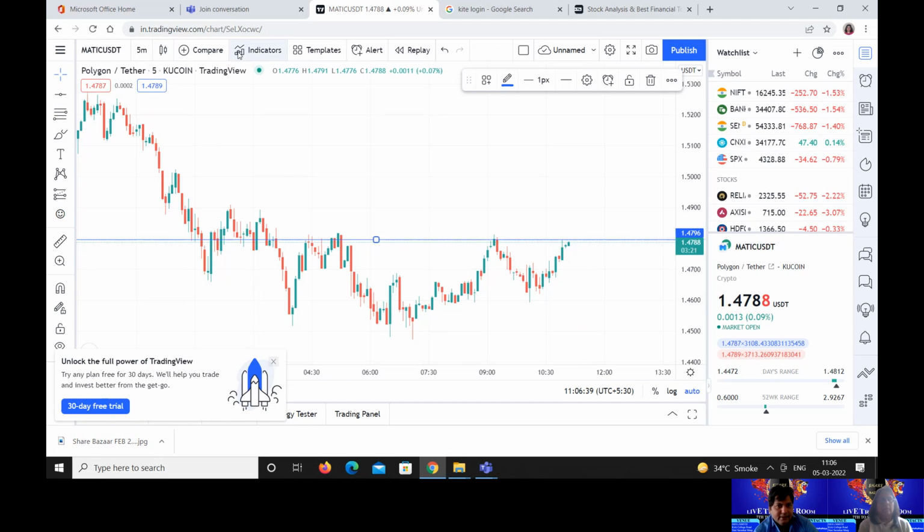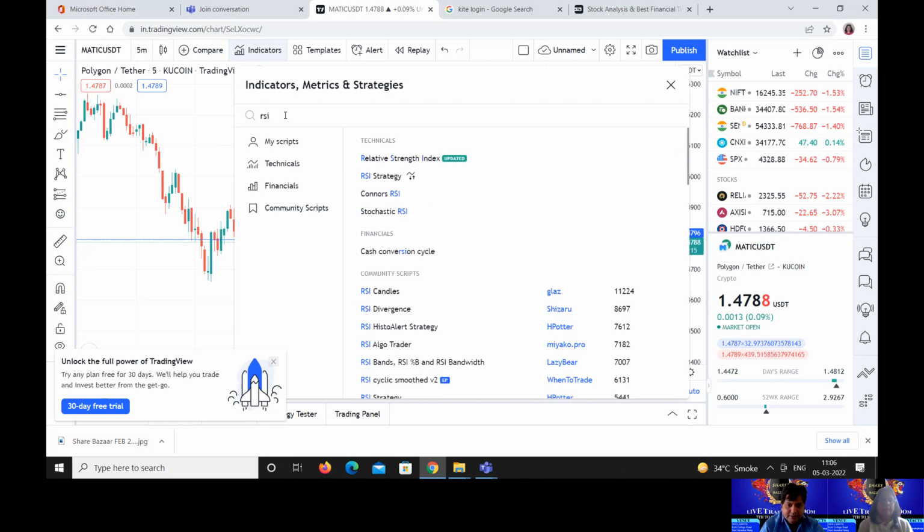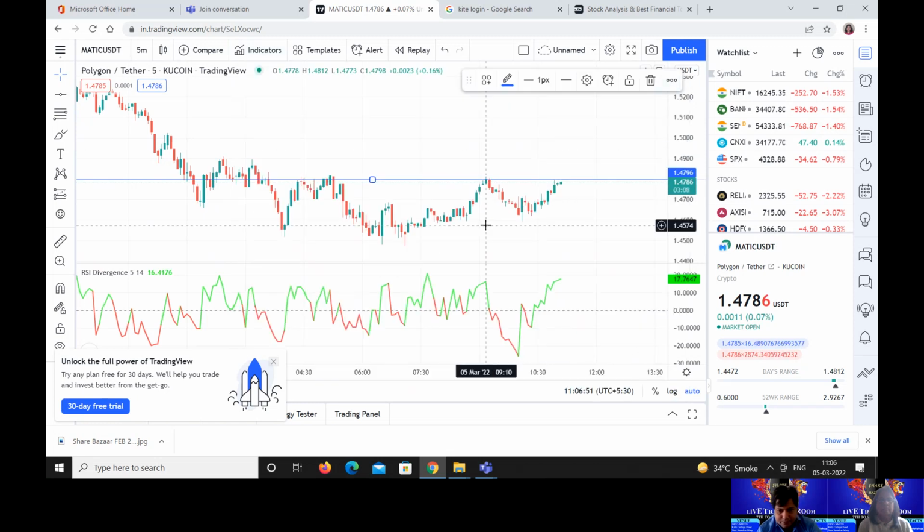Okay. Now the indicators, what I'll be using. I spoke about the RSI indicator, RSI divergence. I'm putting up an RSI divergence here. I don't see any divergence here, basically. So I would have taken up a trade if this thing breaks. I do not see any divergence.